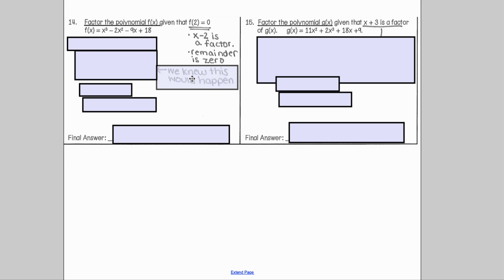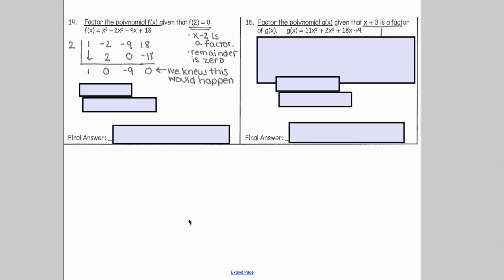Okay. So remainder is 0. So that when I use 2 for my synthetic division, what's going to happen under here is that I better get a 0. If I don't get a 0 for a remainder, something is not right. Okay, and most likely you did some sort of miscalculation. So here's our synthetic division. We got a remainder of 0, which we knew was going to happen this time because they told us it is a factor. I'm going to depress my polynomial.